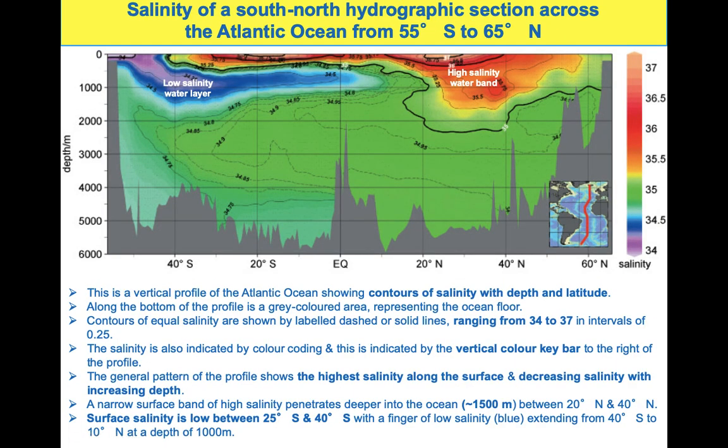Now let's take a look along the very same walking line, along the same profile. We're going to take a look at this salinity profile of the Atlantic Ocean from about 55 degrees south to 65 degrees north latitudes. So again, this is a vertical profile. You're going down to 6,000 meters. Here are the latitudinal changes. That's the equatorial zone.